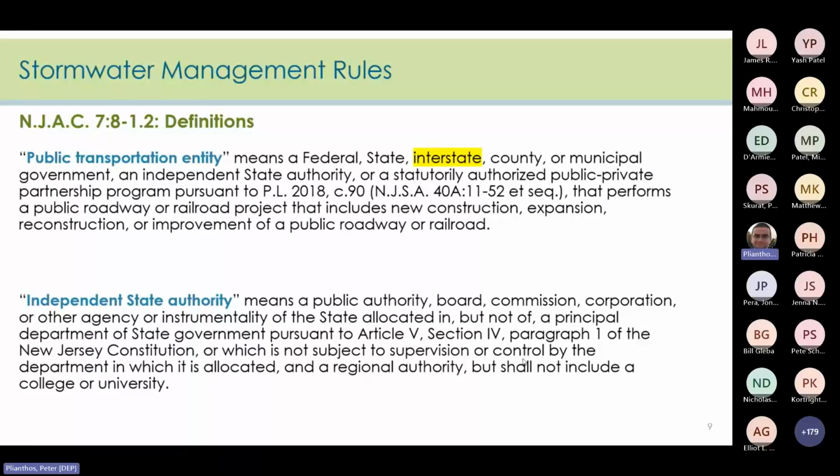Public transportation entity has a slight update to its definition. Interstate agencies are now included. Independent state authority is a new term defined in NJAC 7:8 1.2. A reason for its addition is that it's included in the public transportation entity definition, but previously was not defined.